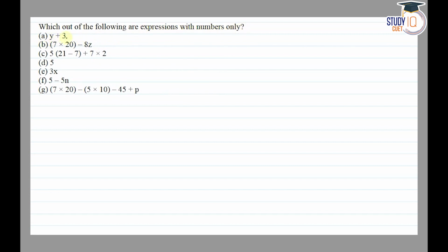Part A is y plus 3. Here y is a variable, so this will not count. 7 into 20 minus 8z. Here z is a variable, so this will also not count.